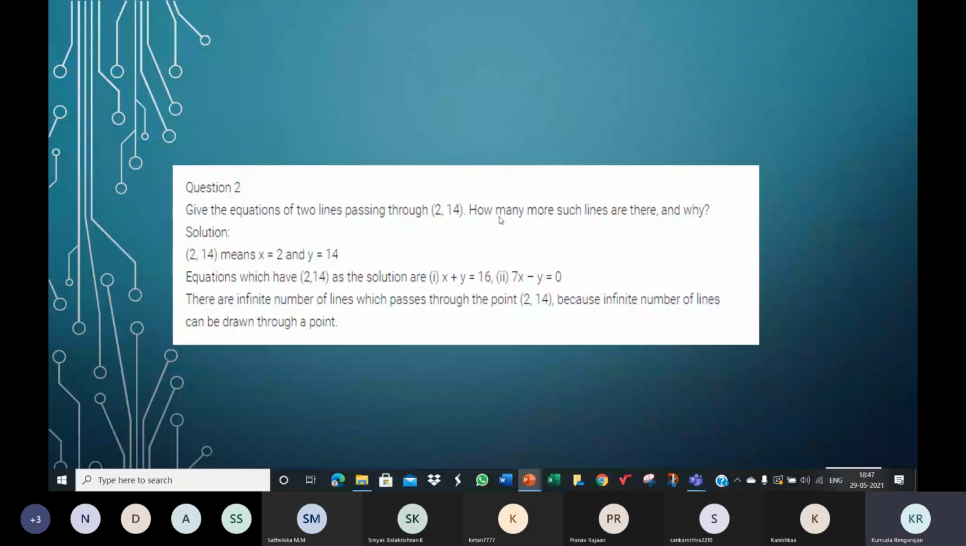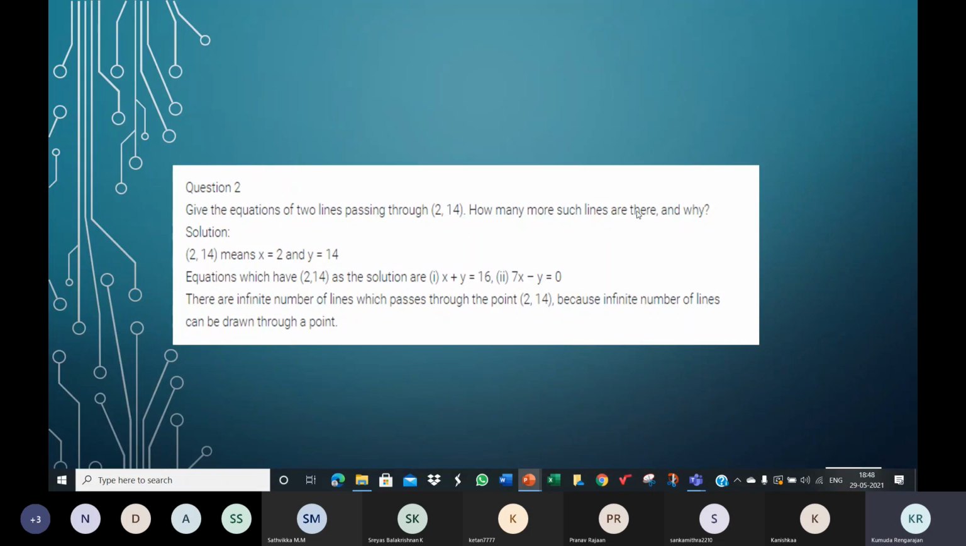So children, let's read this question again. Give the equations of two lines passing through 2, 14. So when you add, x plus y is 16, so that is one equation. When you divide x by y is equal to 2 by 14 and you cross multiply, you get this. You can also write x minus y is equal to minus 12, when you subtract 2 and 14. Okay, so we gave equations. Two equations we have given.